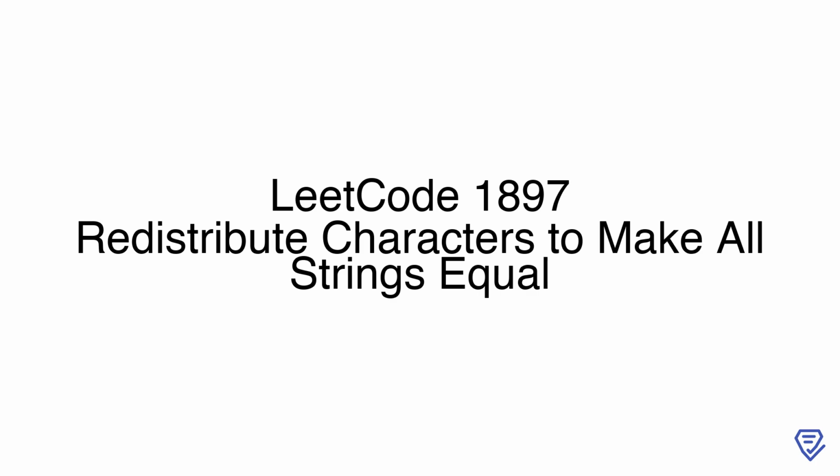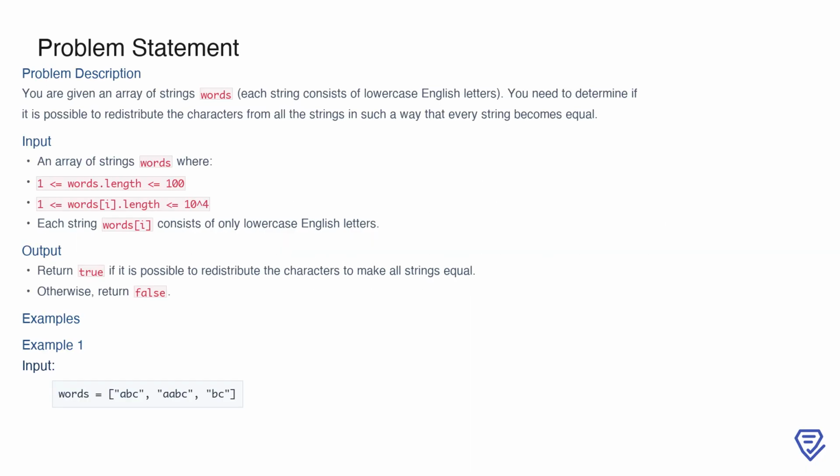Welcome to this video. Today, we'll be diving into LeetCode problem number 1897, titled Redistribute Characters to Make All Strings Equal. This is an interesting problem that involves analyzing the frequency of characters across multiple strings. In this session, we'll break down the problem step by step, explore the key concepts, and walk through an efficient solution. Let's get started. In this problem, we are working with an array of strings called words.